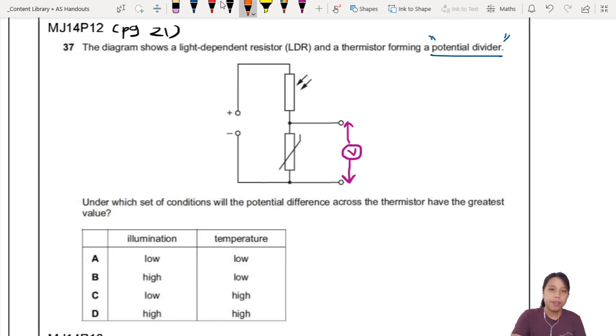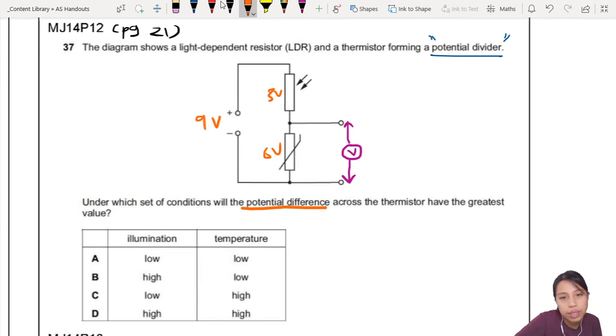Okay, let's see. So, potential difference. If, for example, this is 9 volts, then your 9 volts will be divided across these two. If this one is 3 volts, this one is 6 volts. What else can we have? If this one is 4.5 volts, this one is 4.5 volts. Maximum only 9 volts, so they have to share out according to their resistance.